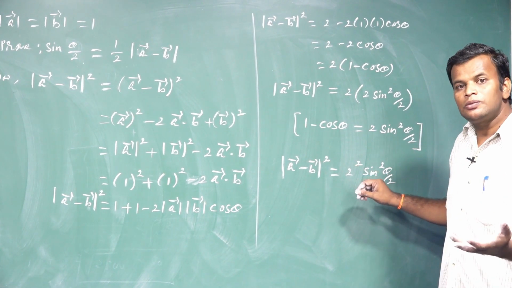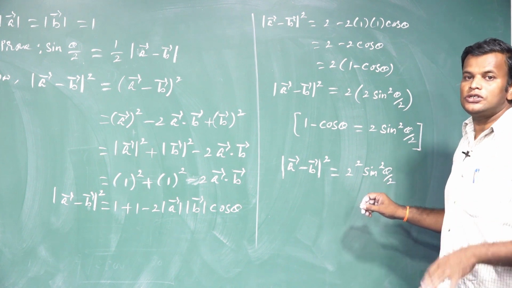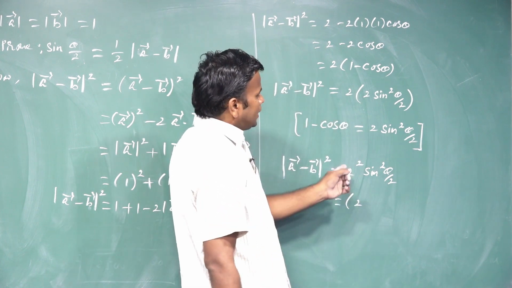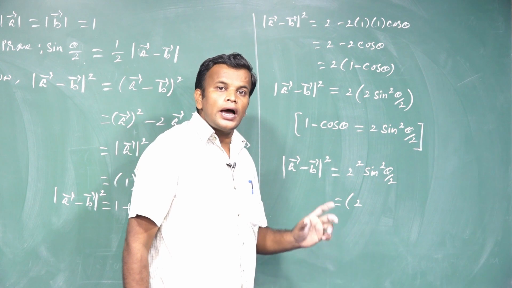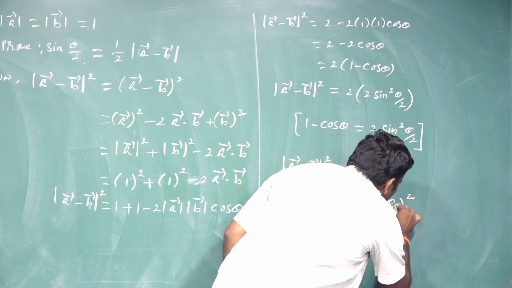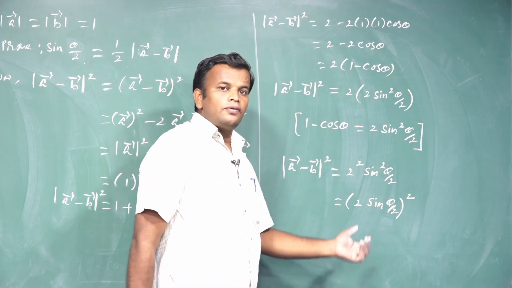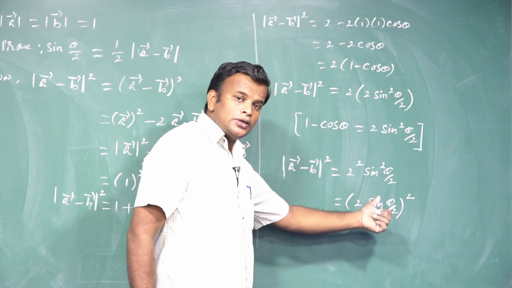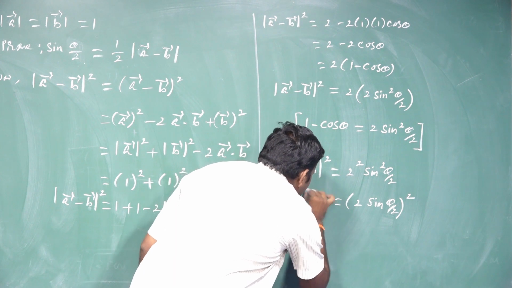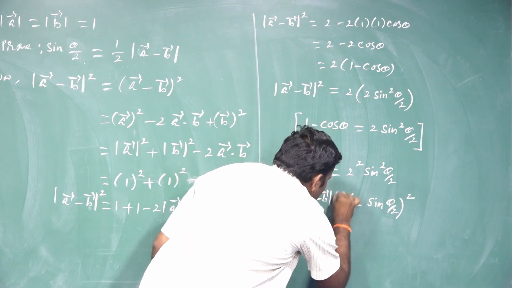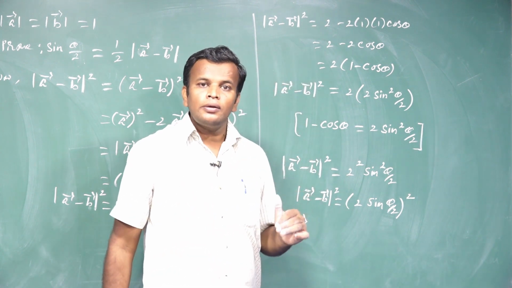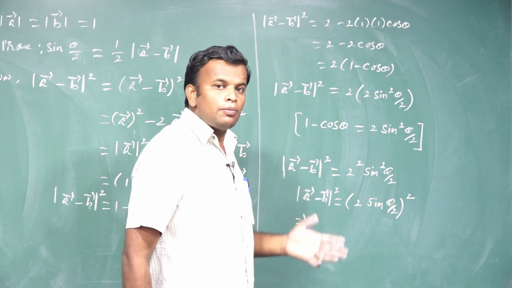Okay. So the next step, taking positive square root on both sides. For convenience, I write one more term. I write 2 square sin square theta by 2 as 2 sin theta by 2 the whole square also. The LHS is same. Modulus A vector minus B vector the whole square. The next step, taking positive square root on both sides. So the square will be removed.